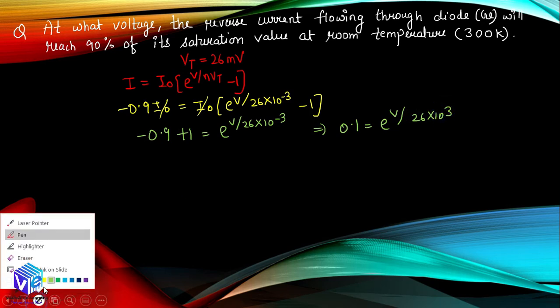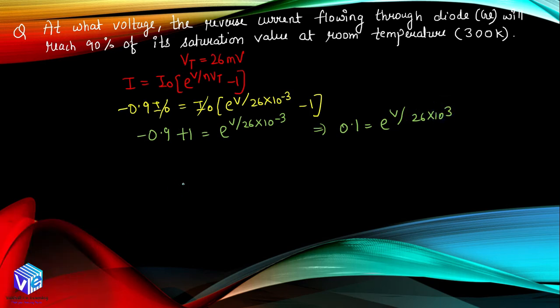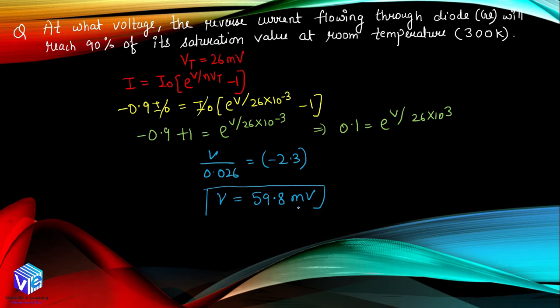Now you can take log on both sides. So when you take log on both sides, you will be left with V upon 0.026 equal to log of 0.1, which is minus 2.3, right? We have already used this log of 0.1 in the previous video as well. You can use the calculator and find this out, and now when you compute, V will be equal to 59.8 millivolt, right? So this is how we can compute the voltage.